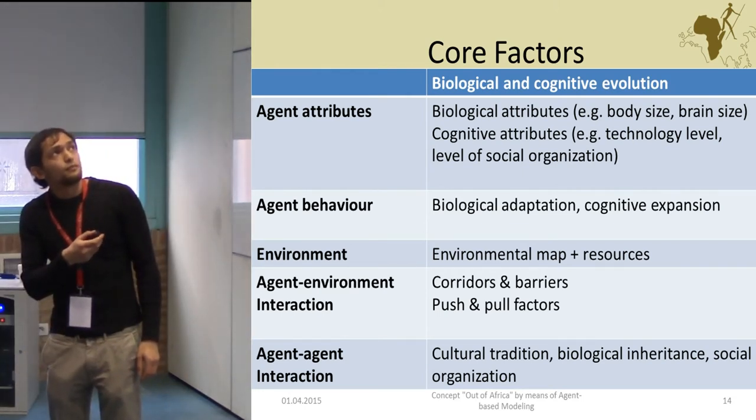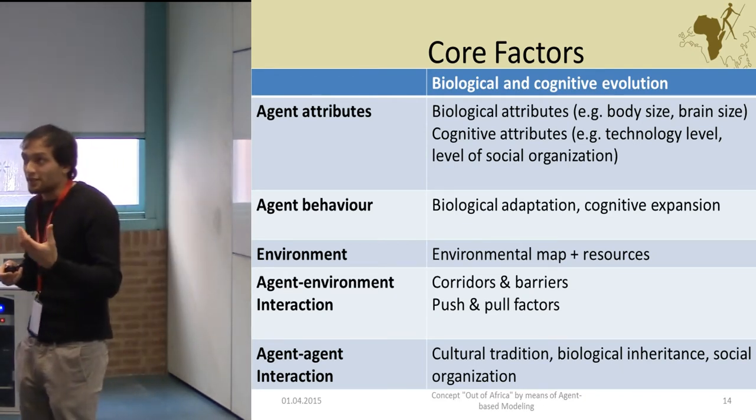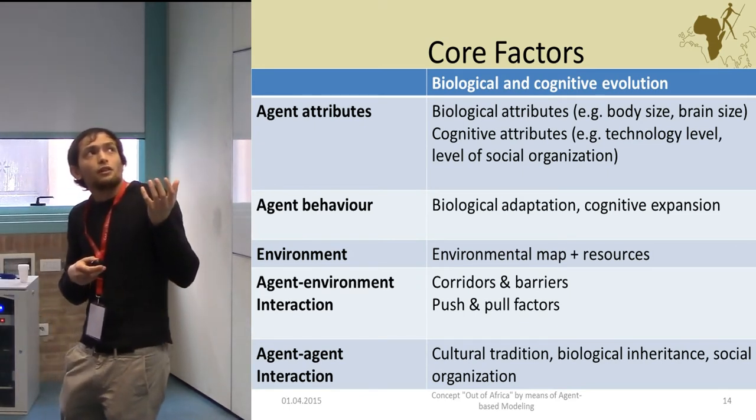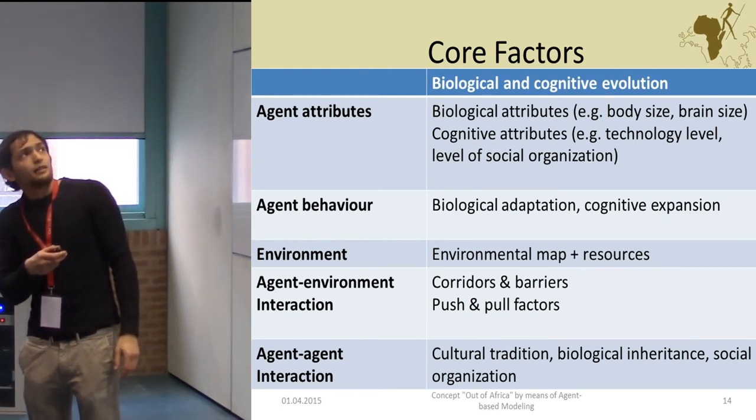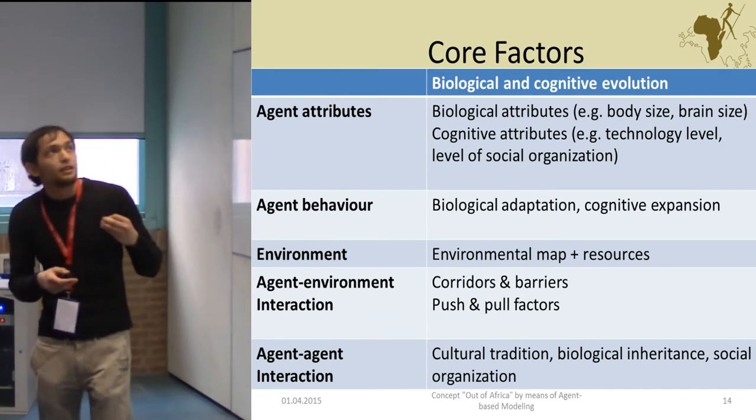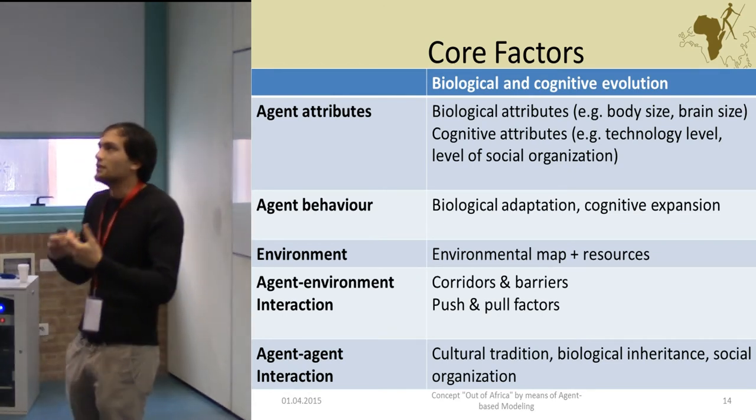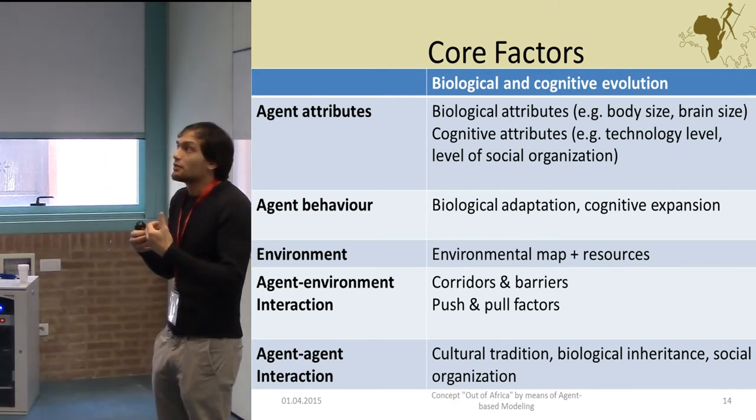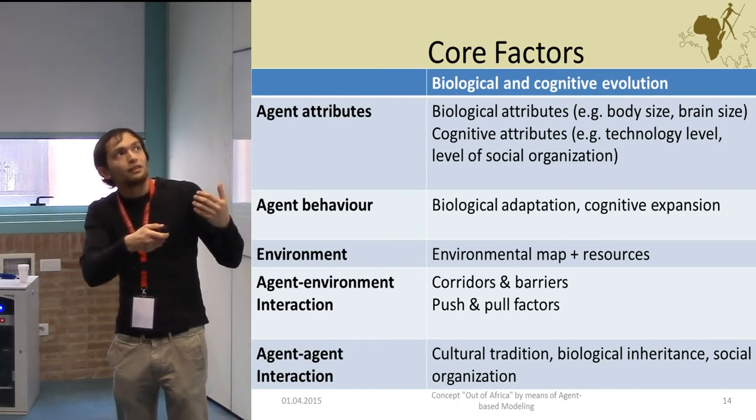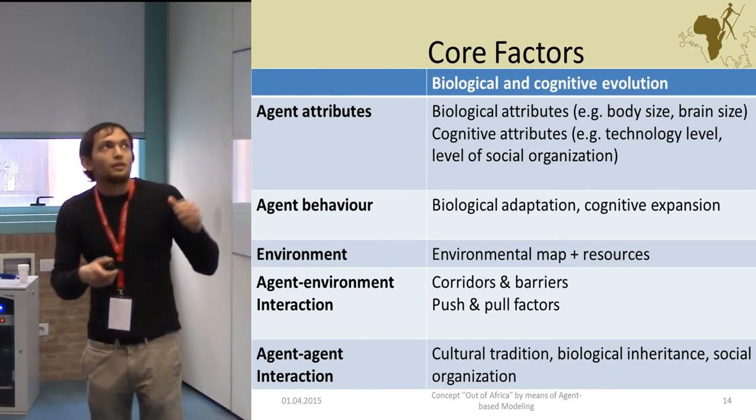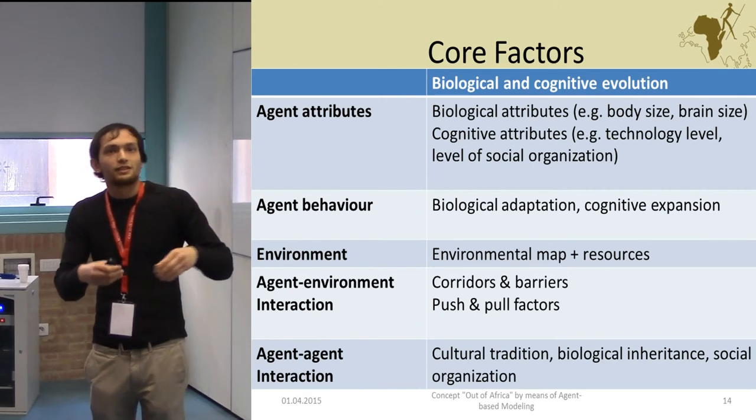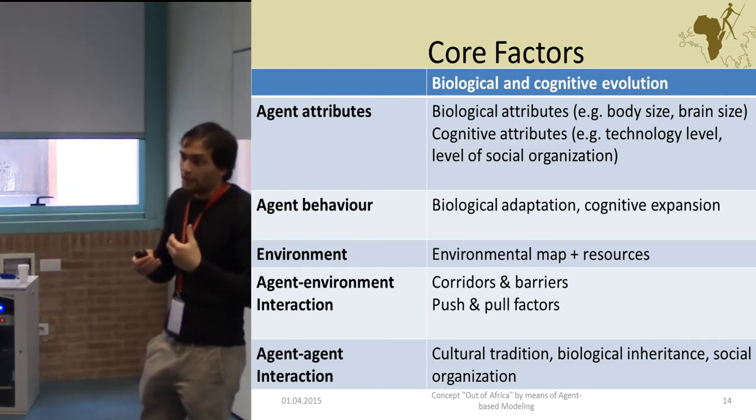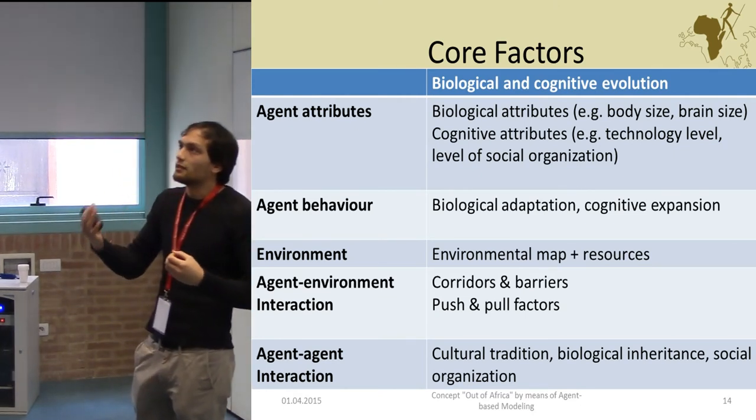For example, the agent attributes would be biological attributes, depending on the research question. For example, body size, brain size, cognitive attributes such as technology level, levels of social organization, and behavior would be defined as biological adaptation and cognitive expansion. For example, the invention of new technologies. The environment would consist of an environmental web with climate, vegetation. It all depends on the research question, what is then transformed into a model. But this is just a framework, and also resources, because they invented new technologies also to get better access to resources.